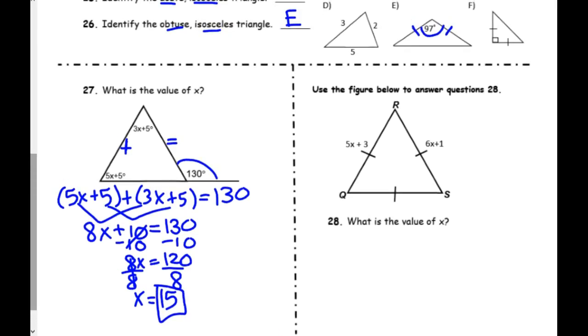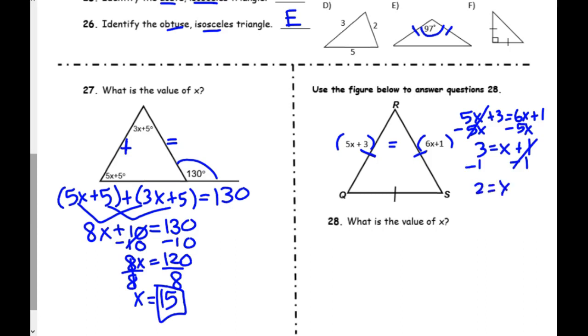Alright, use the figure below to answer question 28. What's the value of x? If I have congruent sides, then I can set these values equal to each other. So I will. 5x plus 3 equals 6x plus 1. I'm not combining like terms because x is on both sides of the equation. I'm going to get rid of the smaller one. Minus 5x, minus 5x. 3 equals 1x plus 1. And I just get rid of my loner on the right side. 2 equals x.